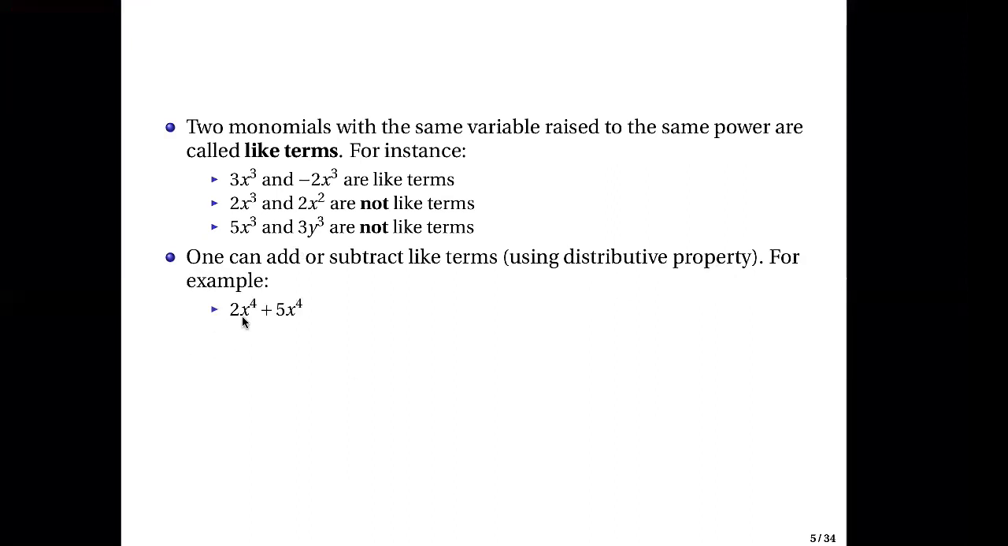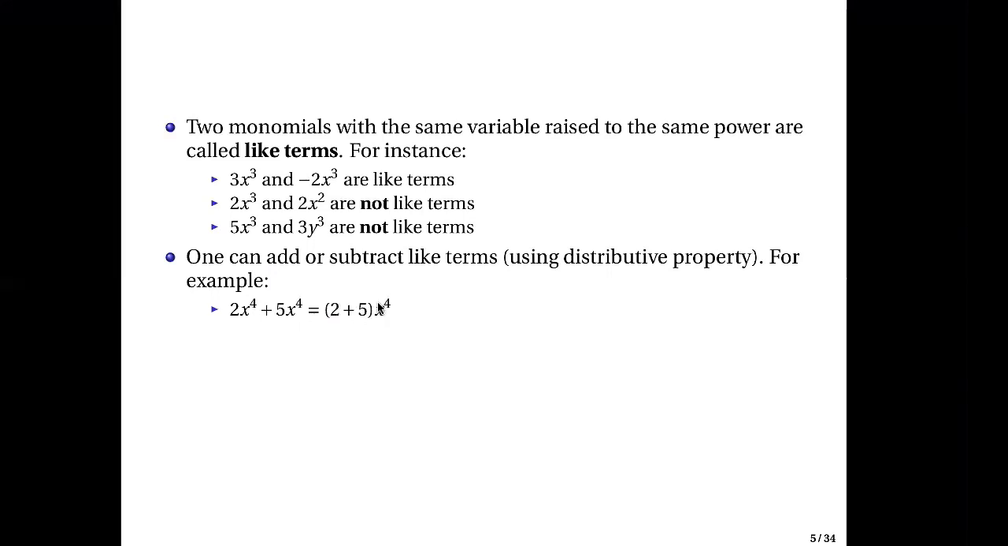For example, you have 2x to the 4 plus 5x to the 4. We want to add 2x to the 4 and 5x to the 4. Notice that these two are like terms. They have the same variable and the same exponent. Okay, but you have 2 here and you have 5 here, and this can be written as 2 plus 5 and then x to the 4.